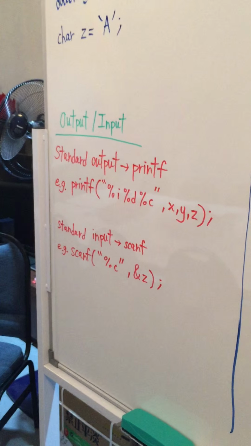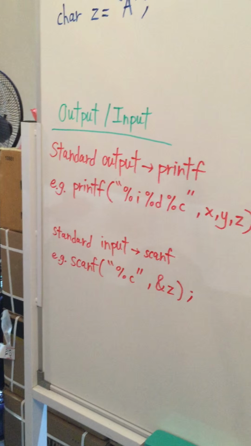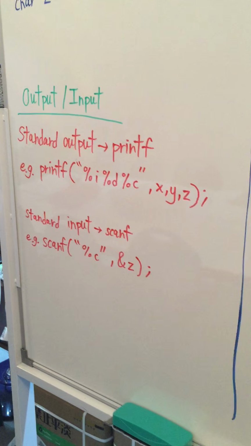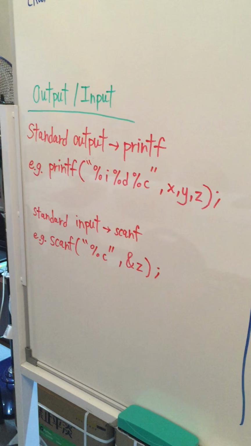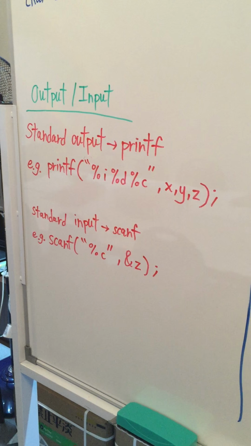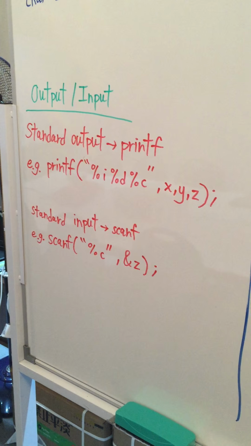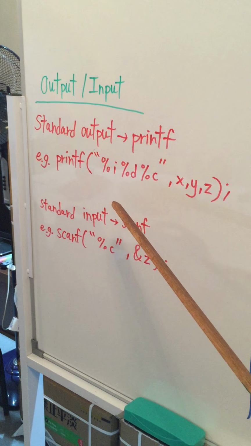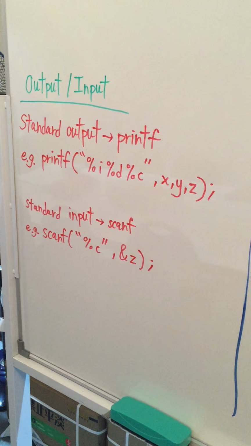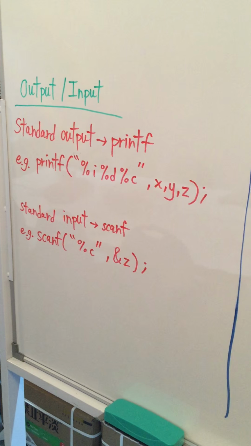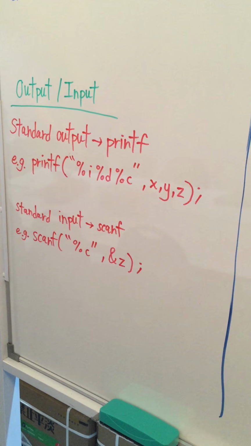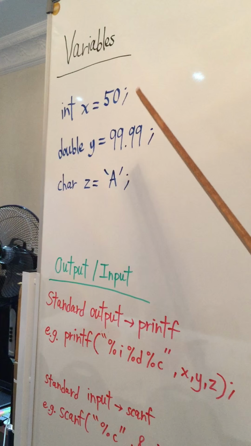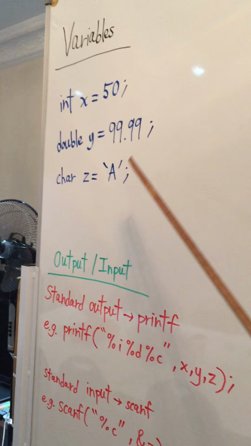The second thing I'm going to talk about is output and input. A standard output would be, for example, printf. This shows text to the user once you program it in. So you type in printf with %i, %d, %c. It will show the variables that you have declared previously. So x, y, z will show to the user 50, 99.99, and a.